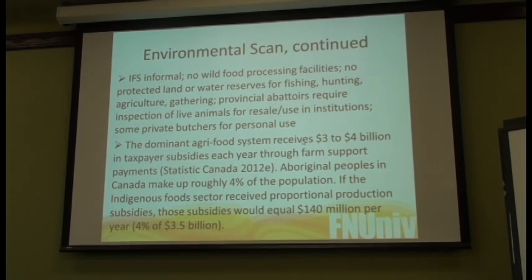And I thought this was really important to share. The dominant agricultural food system receives $3 to $4 billion in taxpayer subsidies a year through farm support payments. Aboriginal peoples in Canada make up roughly 4.3% of the population. If the Indigenous food sectors receive proportional production subsidies, those subsidies would equal $140 million a year. That would transform Indigenous access to Indigenous food systems.